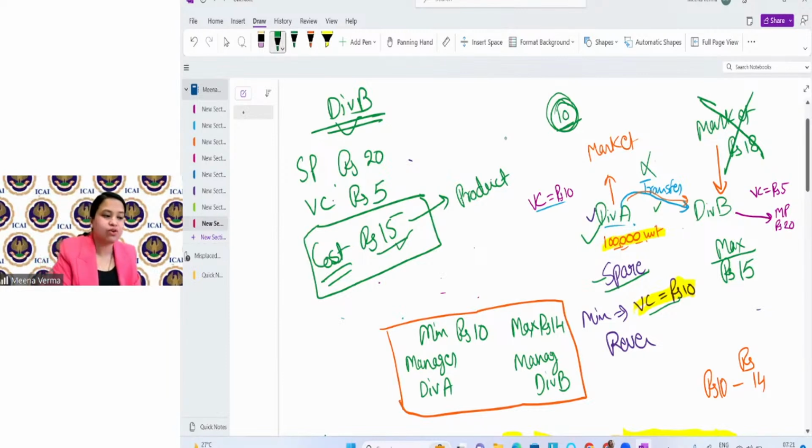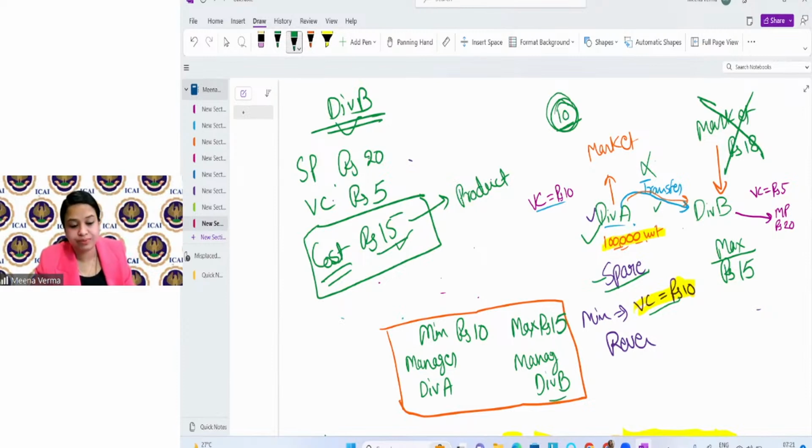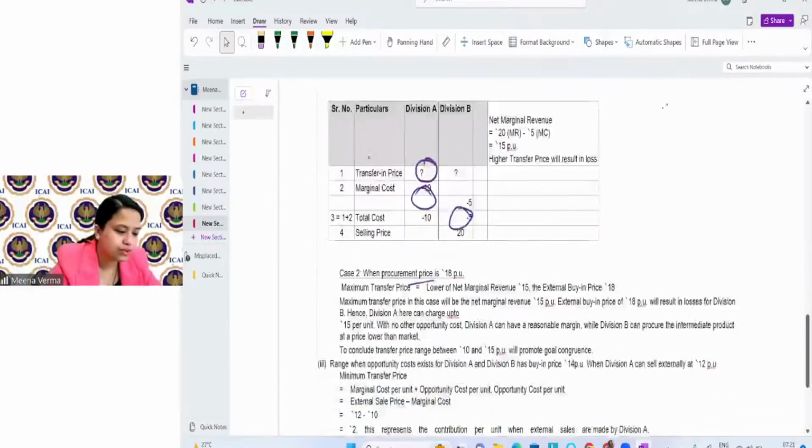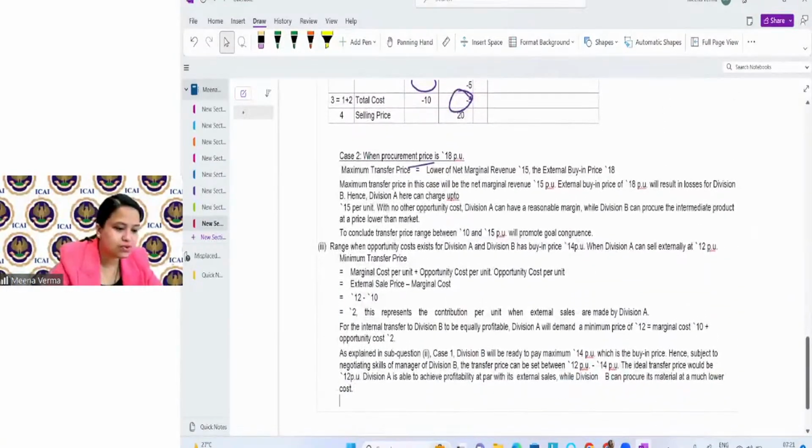So in this scenario, what will happen? The price range will be what? 10 to 15. The maximum amount this manager of division B is willing to pay is rupees 15. So the price range will be between 10 to 15. All right. So you can see first, then I'll discuss one more scenario here. To promote the goal congruence, the price range will be 10 to 15.